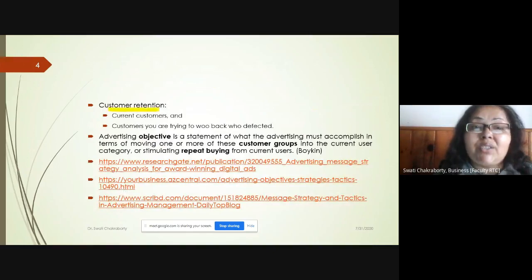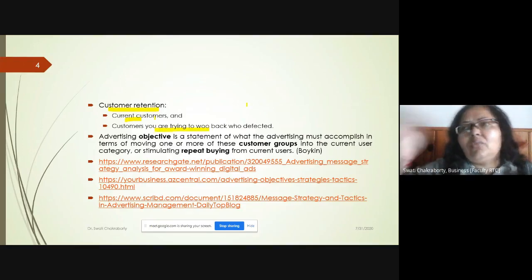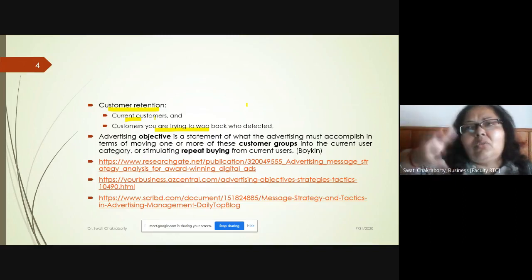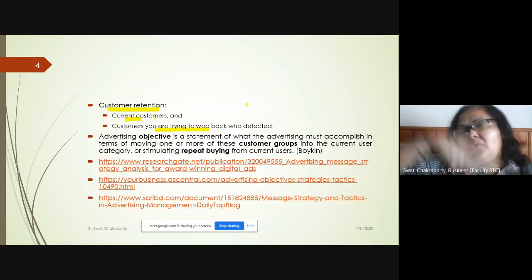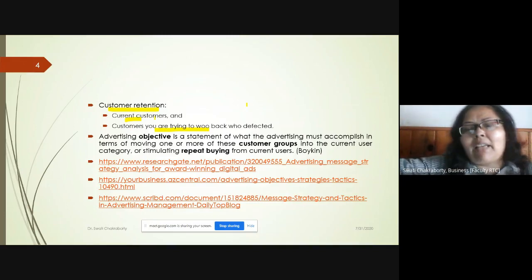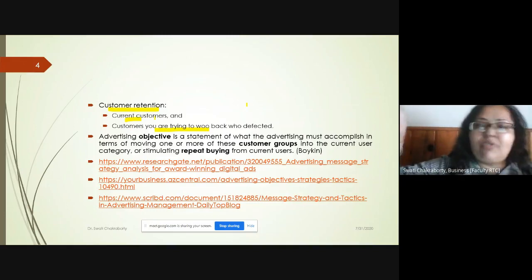Customer retention comes next, right? Here you want to retain your current customers, and also customers who go back and forth, who were with you and left you, who went to buy goods from your competitors. You want to get them back.